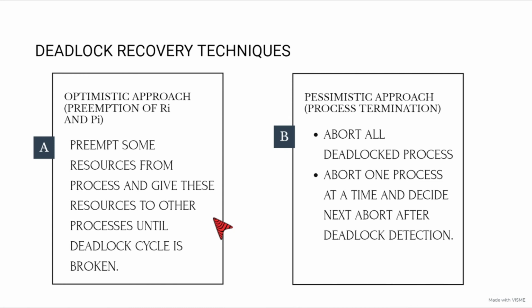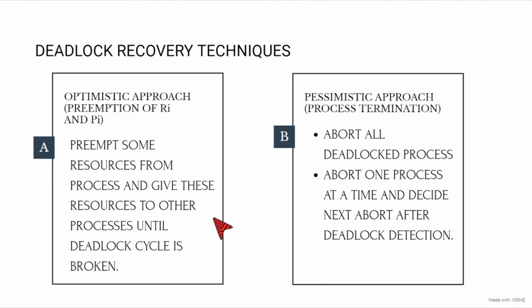First, for all the deadlocked processes, the processes where deadlock occurred, abort the process. Okay, stop the process or quit the process. And the second point is to abort one process at a time and decide the next abort after deadlock detection. Like if there are various processes, if you're aborting one process, then decide on the next abort.